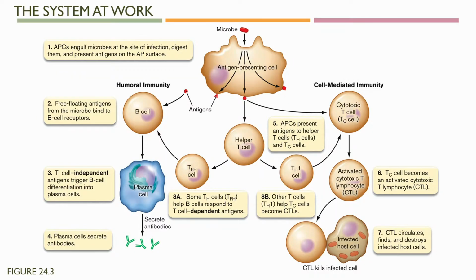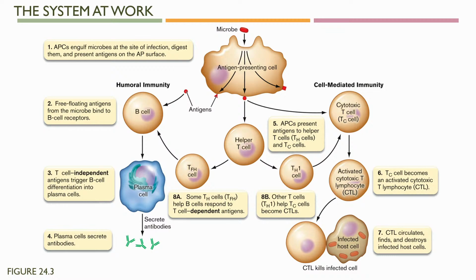So trying to combine all these concepts together, looking at the system at work, I want you to focus your attention over here. So you have your antigen presenting cell. Here we have our antigen presenting cell. This is the microbe in red. The antigen presenting cell, since it's engulfing, we're going to call it a macrophage, not a dendritic cell. And so it's going to engulf the microbe at the site of infection. It's going to digest the microbe and the antigens, and it's going to present the antigen on the surface.